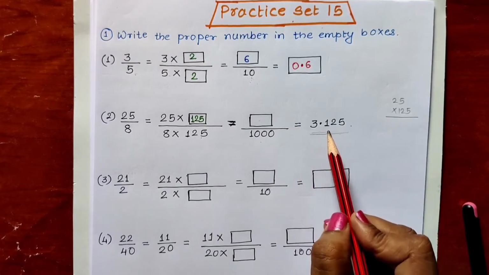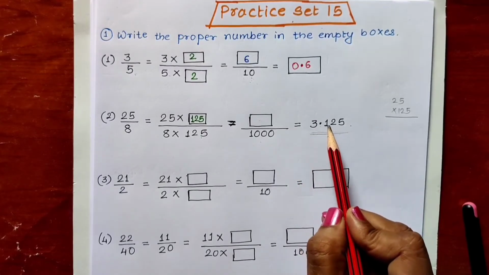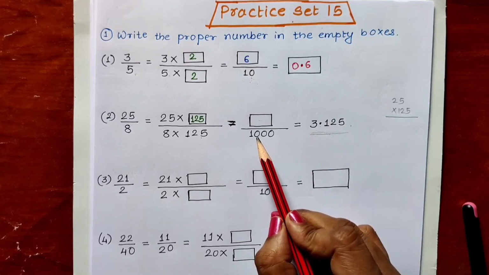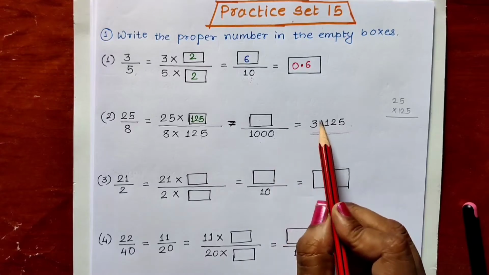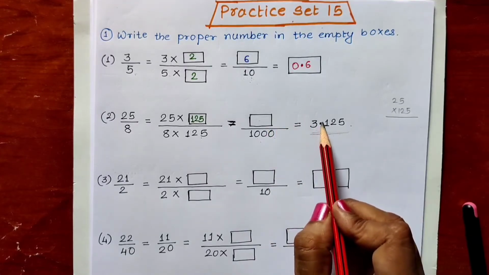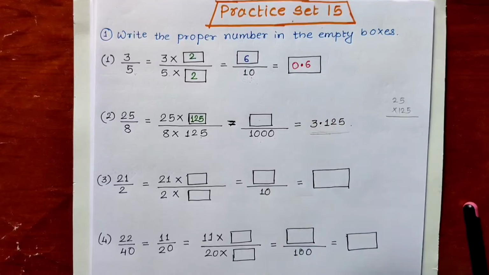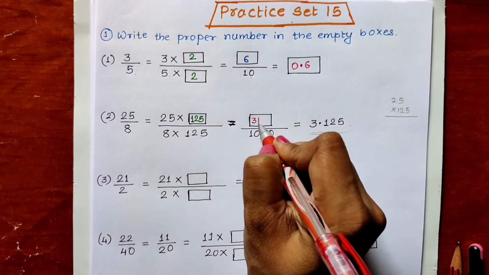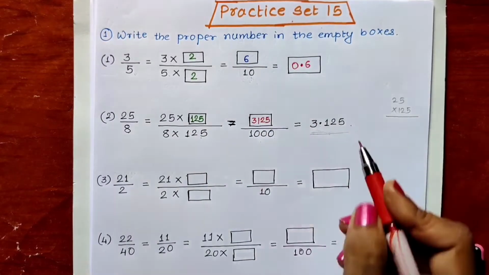Answer is already given. After point, there are 3 digits. And in the denominator, there are 3 zeros. So, what should be written here? You have to remove this decimal point and write this number as it is. This number 3125 we have to write as it is.